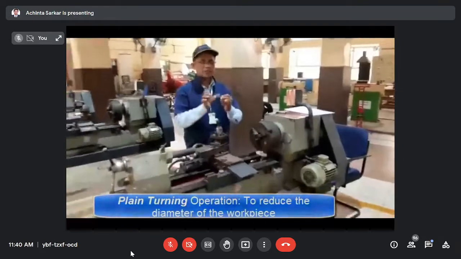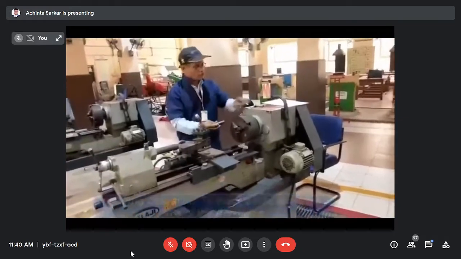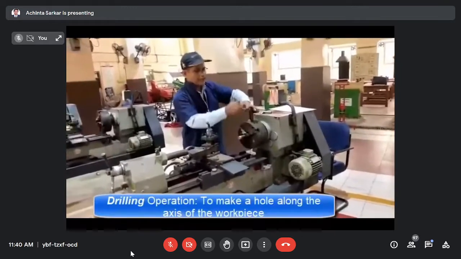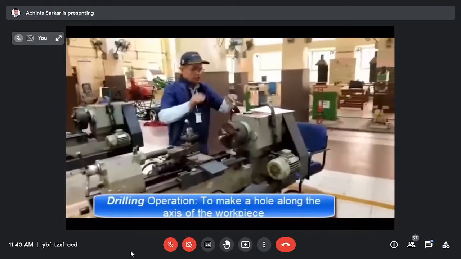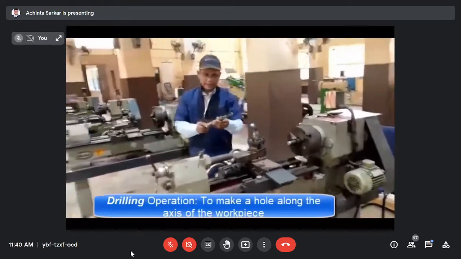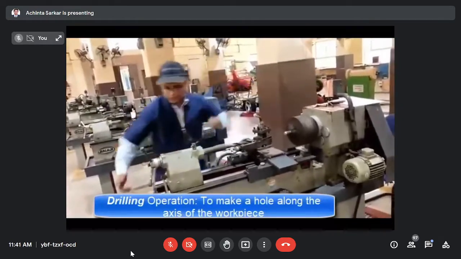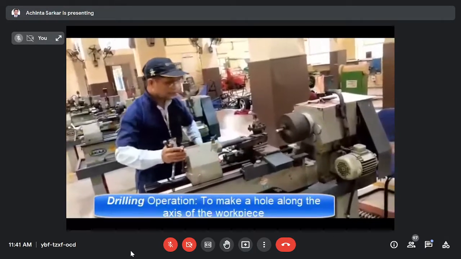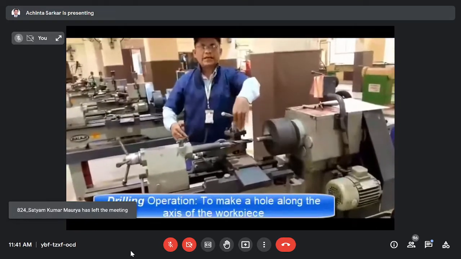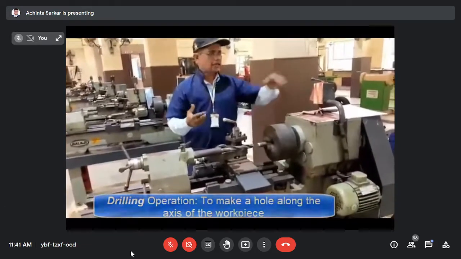Suppose in a solid object you want to create a hole; that is called the drilling operation. Suppose you are holding the workpiece in the holding device, the chuck, and you insert the drill bit here. While it is rotating, you set the tailstock and rotate this wheel so that the dead center will slide in linear motion against the rotating workpiece. It will create a hole. That is called the drilling operation.